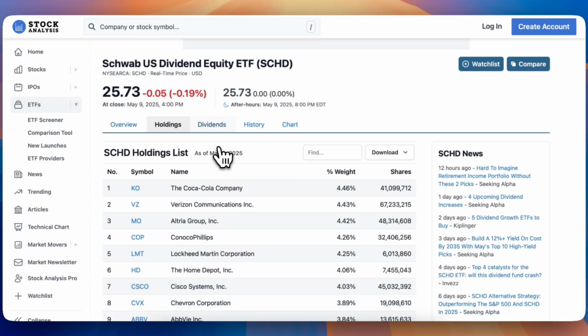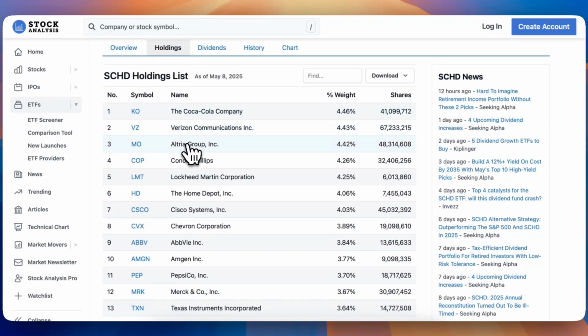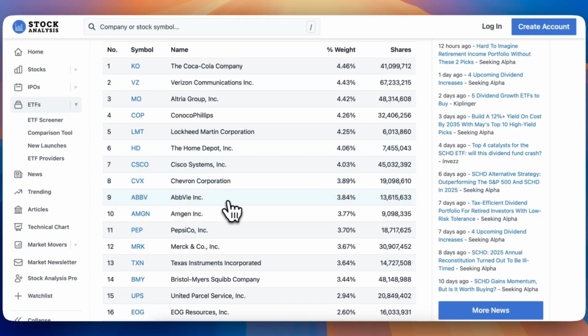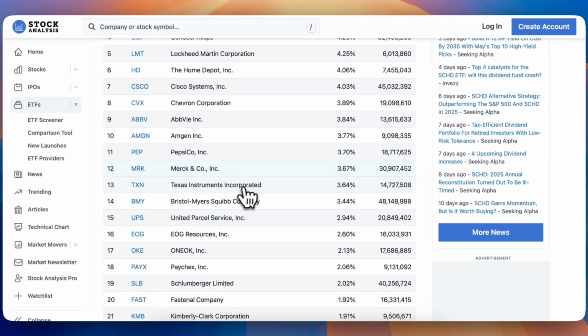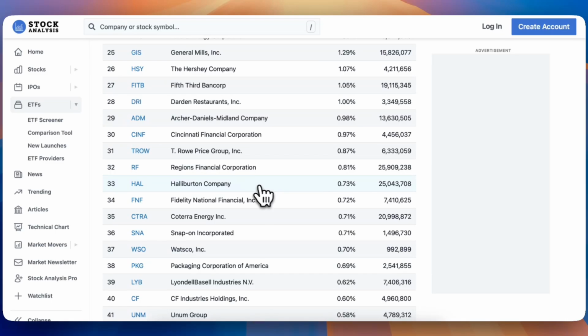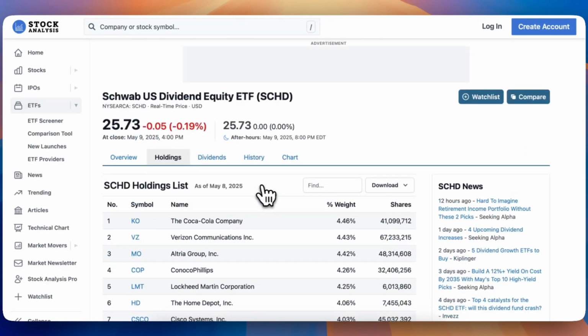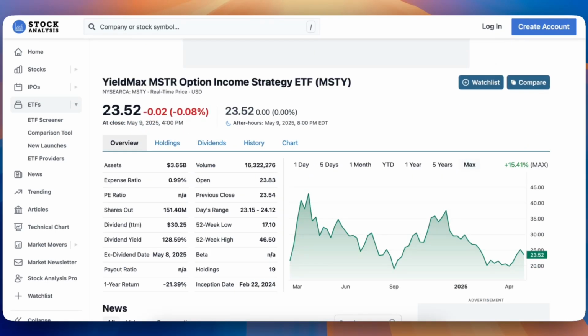If we take a look at the holdings, we can see we have Coca-Cola, Verizon, Altria, Lockheed Martin, Home Depot, PepsiCo, Texas Instruments, and so on. 100 high-quality dividend-paying stocks. Now with MSTY, these dividends are going to be taxed at a higher rate because they're going to be taxed as simply ordinary income. So whatever tax bracket you're in, you're going to be taxed that amount.